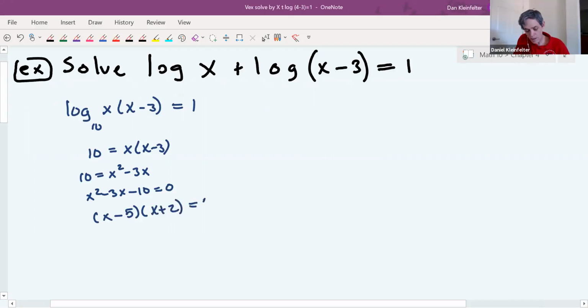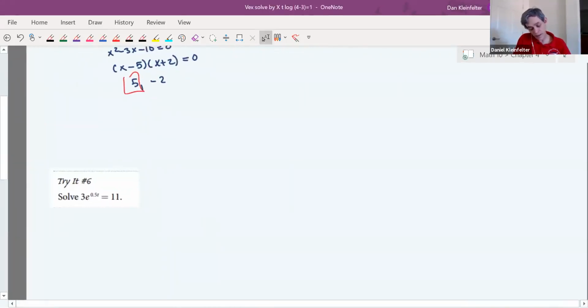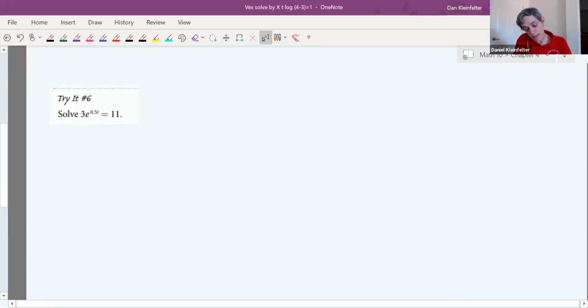And those should be pretty comfortable and familiar for you by now. So it looks like 5 and negative 2 are two possible solutions. However, examining the original equation, it's clear that we can't have it be negative 2 because of that logarithm. So we're going to discard the negative 2 and just have the 5. The negative 2 is an extraneous solution.